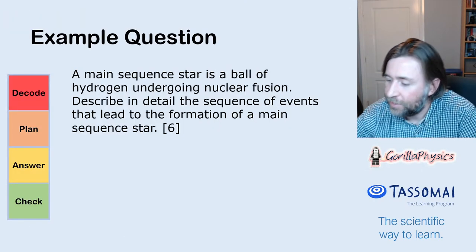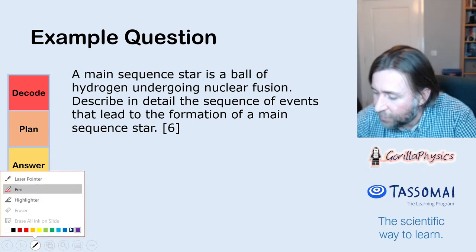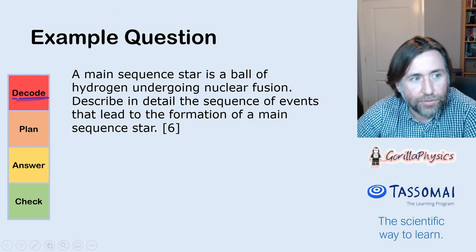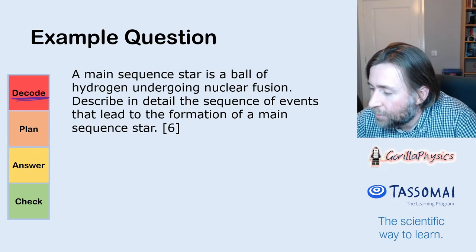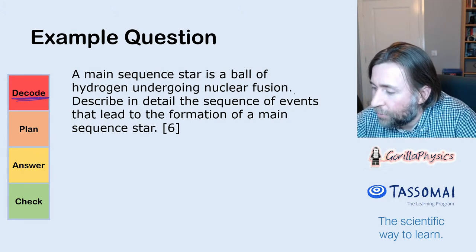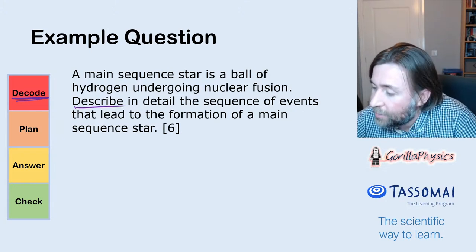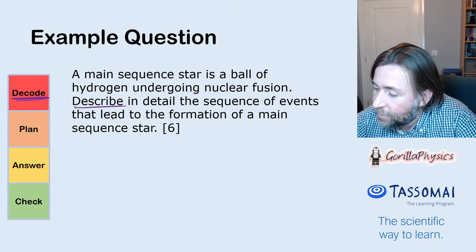So this question is a six marker. So we've got to decode this one together. And this is the most important skill. Decoding six markers is hugely important, right? A main sequence star is a ball of hydrogen undergoing nuclear fusion. So they've told us a little bit about main sequence. Describe in detail the sequence of events that led to the formation of a main sequence star.